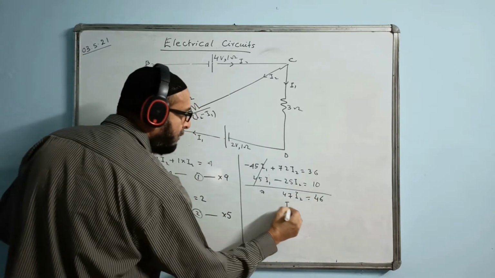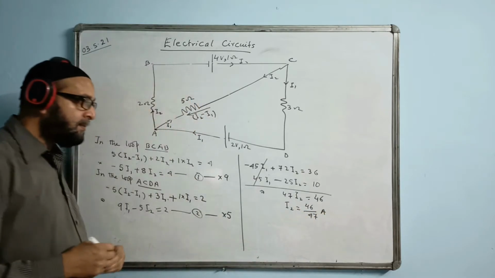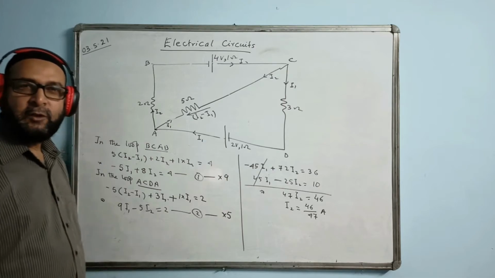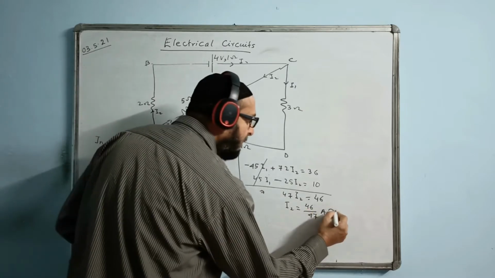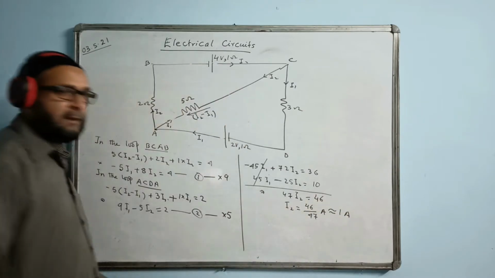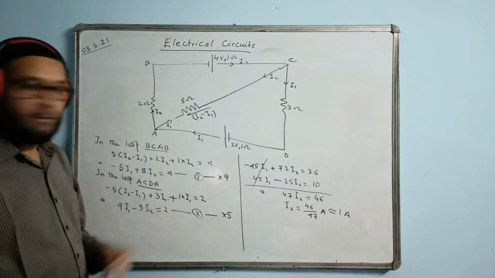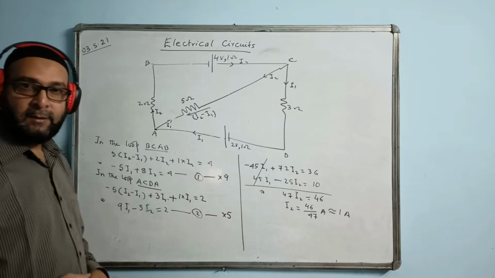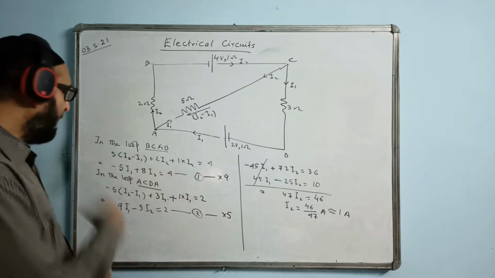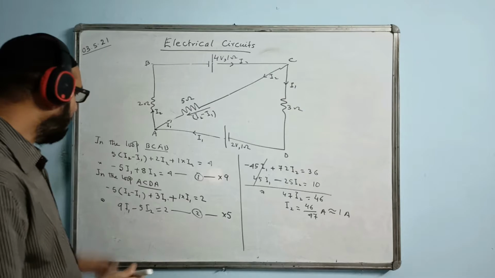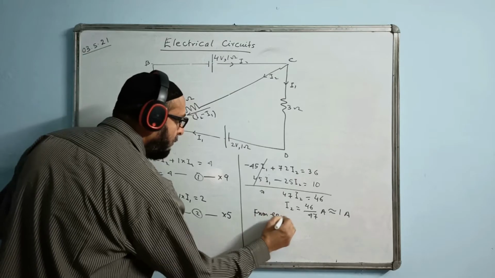So I2 value is coming 46 by 47. We can get the decimal, 0.99 something will come, or nearly equal to 1. I take this value nearly equal to 1 ampere. Coincidentally it is coming like that. This was my own question, but in the exact exam you will get the value coming as a whole number, like this 1 ampere. I'll put the value back and find the value of I1 from any one of the equations. From equation 1 now.